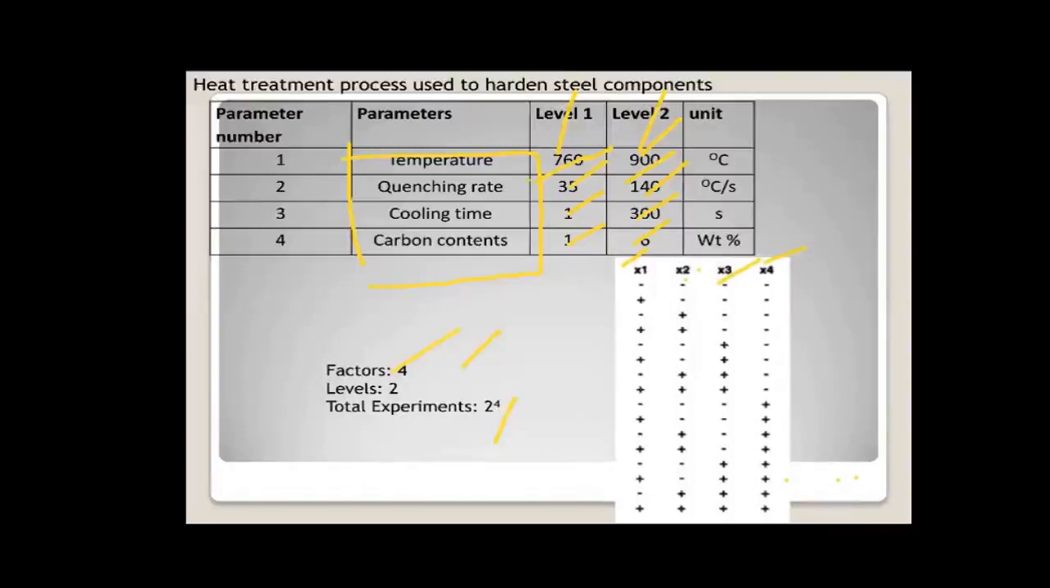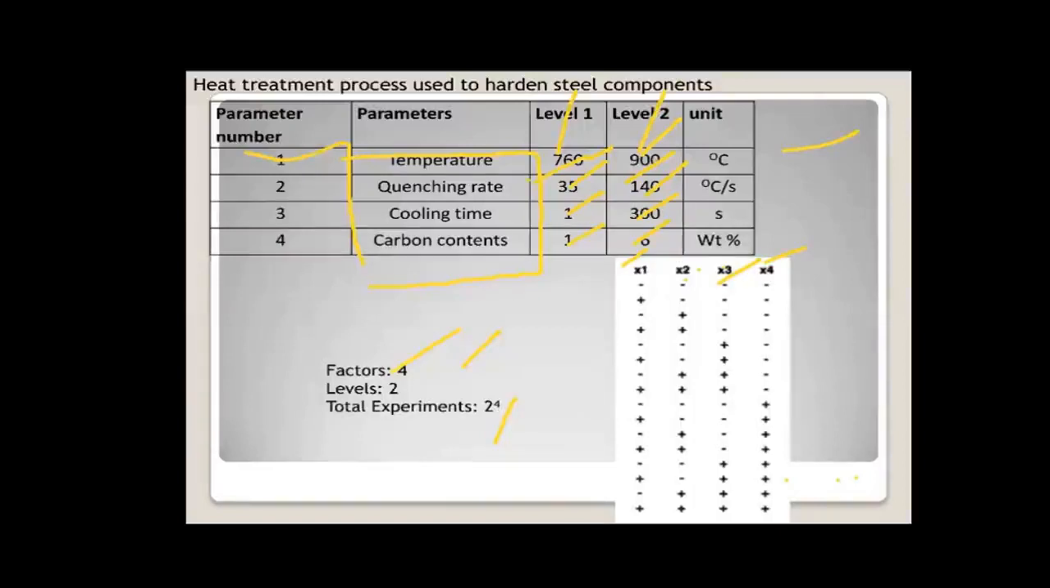Now here I am going by the sign. If you refer to some books, they use 1, 2 or 1, 0, 1, 2. Some use minus, plus. Suppose I have only two levels for temperature: the first is 760 and the second is 900. So 760 means the minus side, and 900 means the plus side. If you have three levels, you can say minus, 0, plus. So you can code the levels as minus, plus, 0, 1, 2, A, B, C, anything.